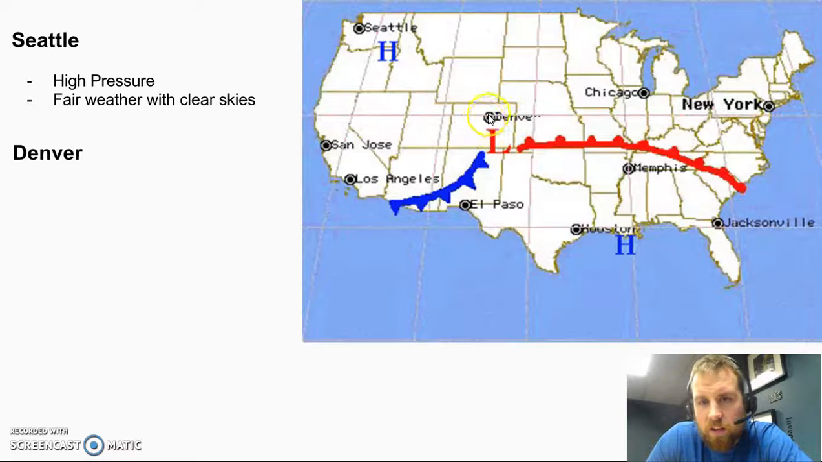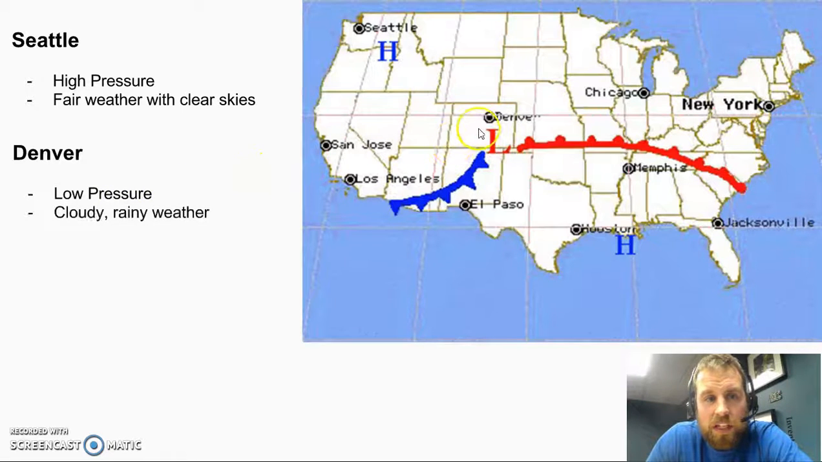Denver's right here. Denver has this big L right below it. That's low pressure. And if you remember from last class, low pressure is associated with cloudy, rainy weather. The reason why, remember, in low pressure the warm air is able to rise, and as it rises, it forms clouds and causes rain. Okay, next one is El Paso.